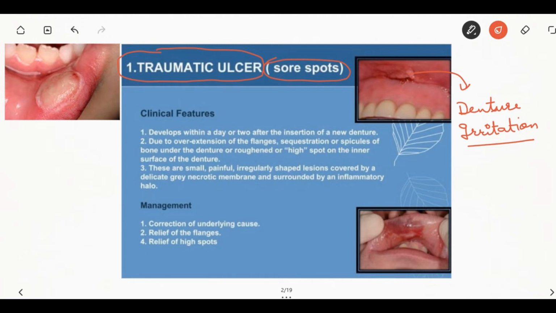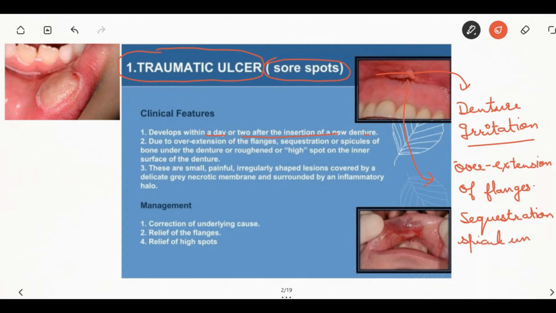So why does it occur? It occurs due to the overextension of the flanges, or the spicules of bone that are present under the denture, or a high spot on the fitting surface of the denture. These ulcers will be small, painful, irregularly shaped, and covered by a delicate grey necrotic membrane. So what is the treatment for this traumatic denture ulcer?